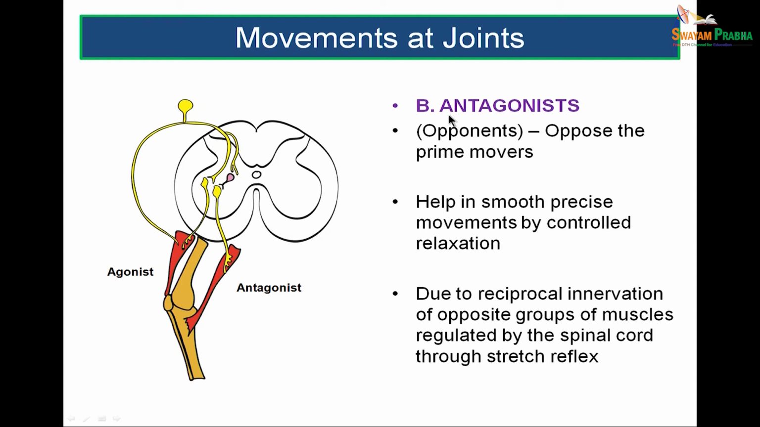What is an antagonist? An antagonist is an opposer. It will do the opposite of the prime mover. It opposes the prime mover and it is required to prevent jerky movements of a prime mover. It helps smooth, precise movements by controlled relaxation of the antagonistic muscles. And they have a common innervation. If you look at this figure here, the agonist of the knee joint and the antagonist, they have common nerve supply, and this common feedback is what allows proper coordination between the agonists and the antagonists for smooth joint control.